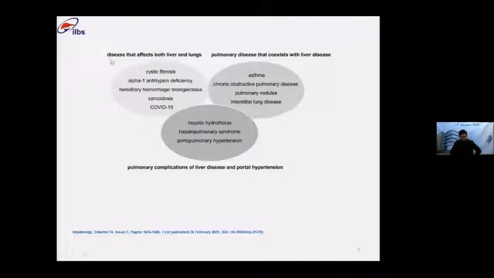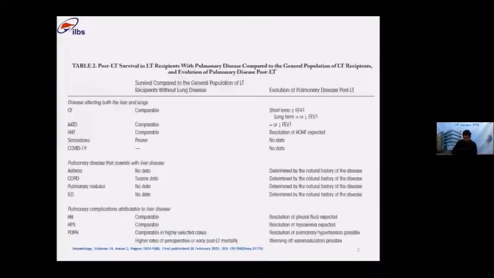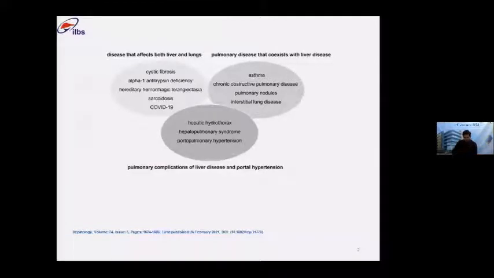Another is a set of diseases that affect both liver and lungs, like cystic fibrosis, alpha-1 antitrypsin deficiency, hereditary hemorrhagic telangiectasia, sarcoidosis, COVID-19, and other diseases like autoimmune conditions and connective tissue disorders. They all can affect both lung and liver. So I will be discussing the pulmonary complications of liver disease and portal hypertension first, and then, if time permits, the diseases affecting both liver and lung last.